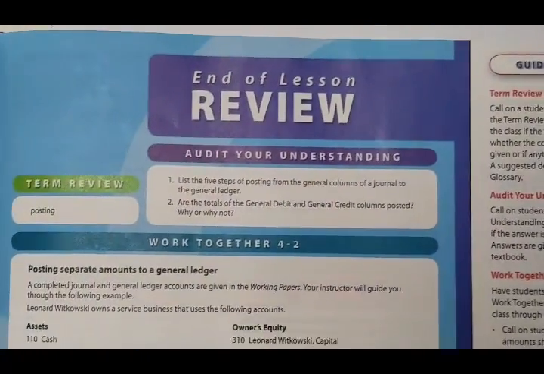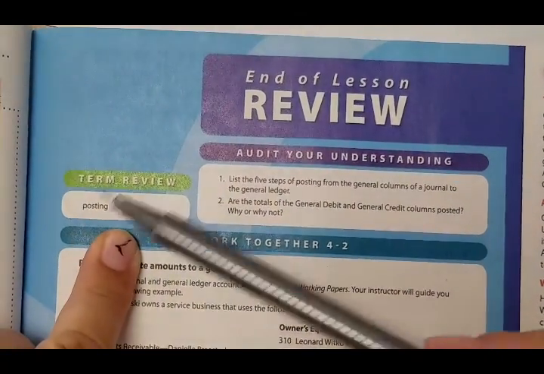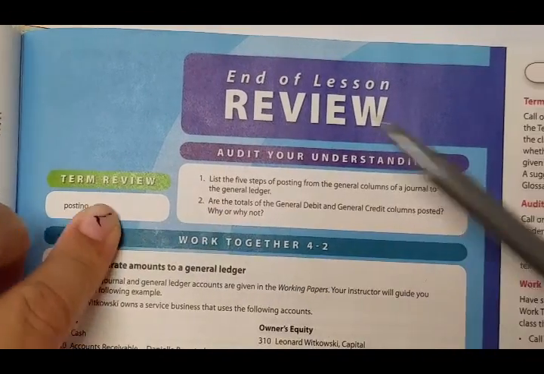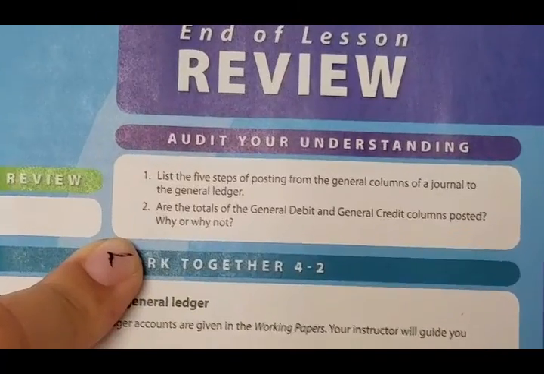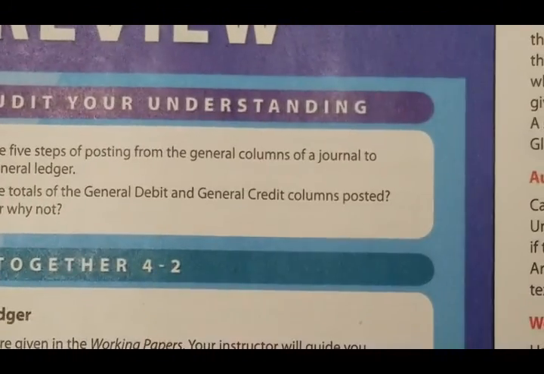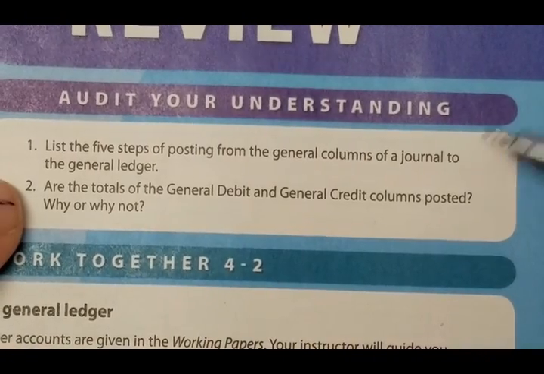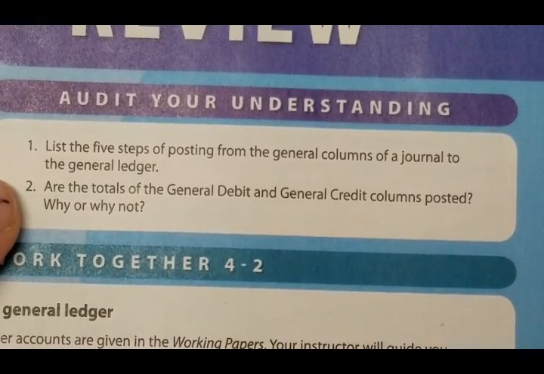So to review, for your term reviews, you're going to have just one. That's the word posting. Make sure you have that in. And then audit your understanding. You have 2 questions for that. Number 1, list the 5 steps of posting from the general columns of a journal to the general ledger.